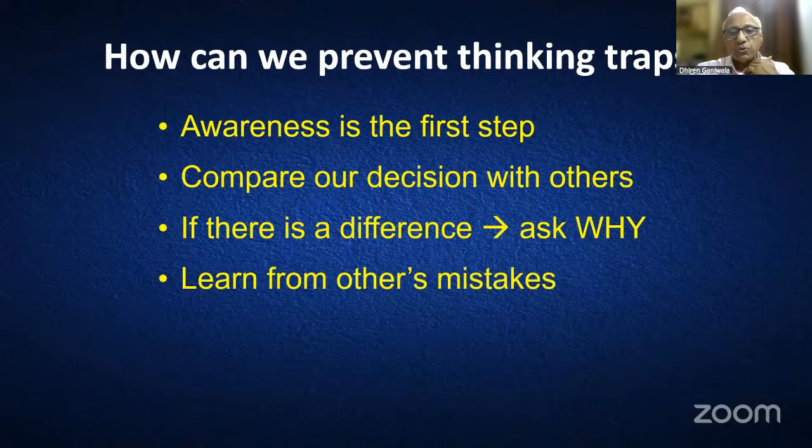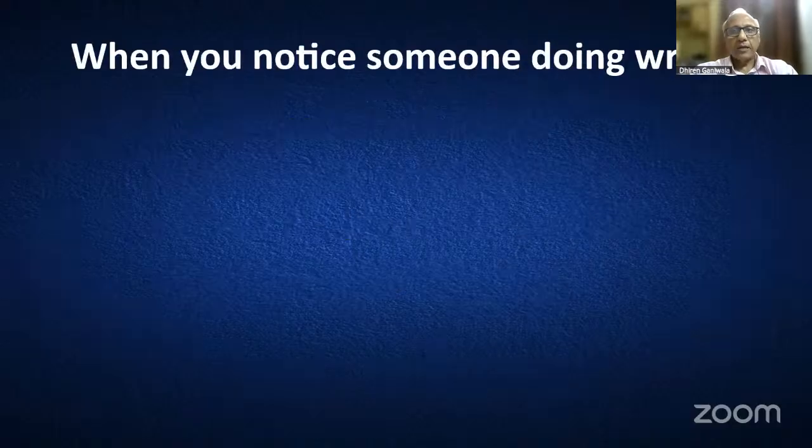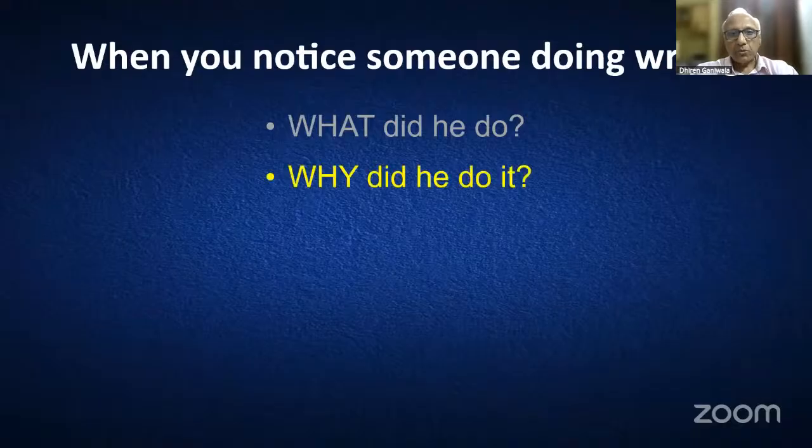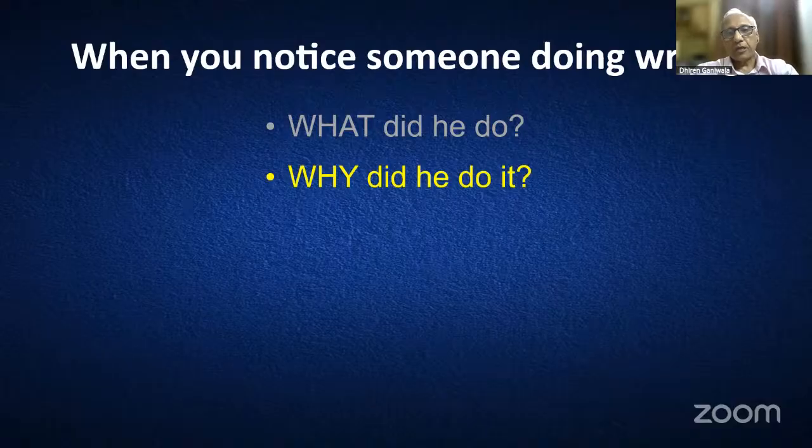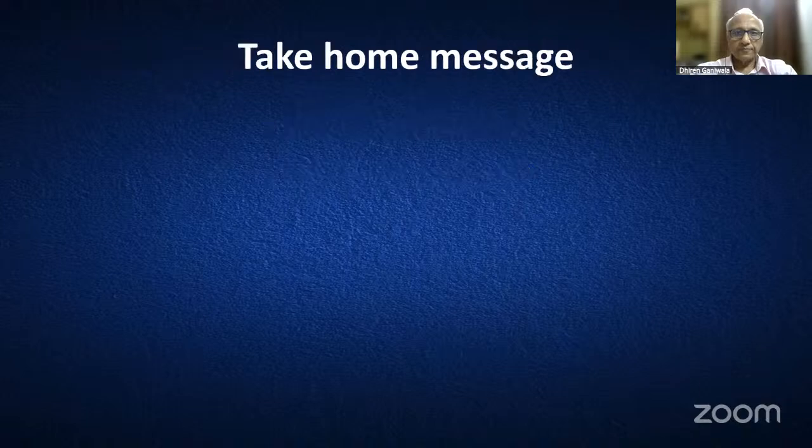Also, we need to learn from other people's mistakes. When I say mistake, it means when someone does something wrong, instead of asking what did he do wrong, we need to ask why did he do it. So when we think why, we realize that most of the time these decisions are based on a thinking trap, and that results in the wrong decision.